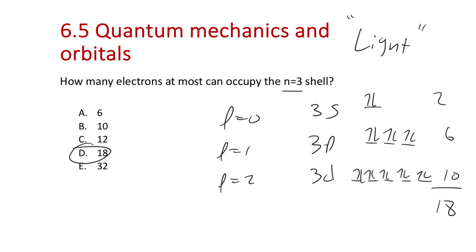Most of the class was on the right track. We kind of answered it on the previous slide anyway. So that's 18 electrons that can occupy the n equals 3 shell.